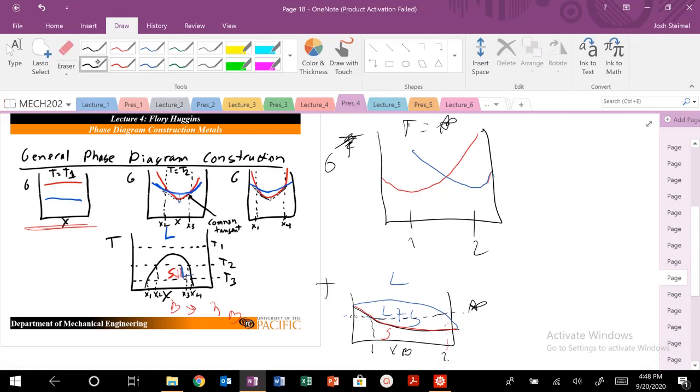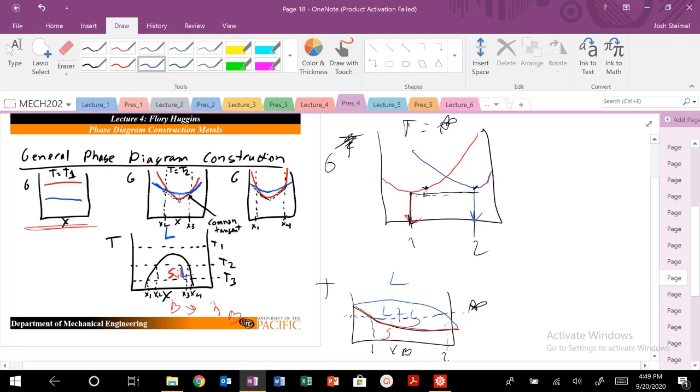Between these two, I have my common tangent. So it's a little bit hard to see in this diagram, but here it's clear. I can lower my free energy by dropping here. So it is not worth it to be a pure solid here. Why? Because the free energy can be lowered if I phase separate. So the material is going to phase separate into a solid with some composition given here, and a liquid with some composition given right here. And so it's going to phase separate into two phases in equilibrium.